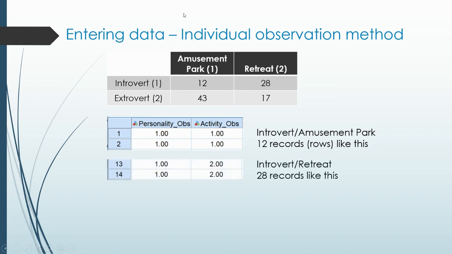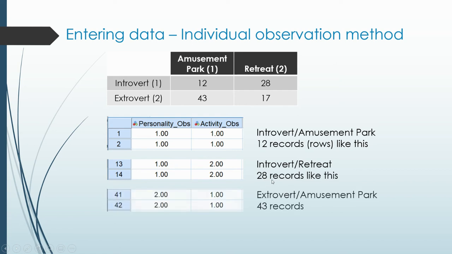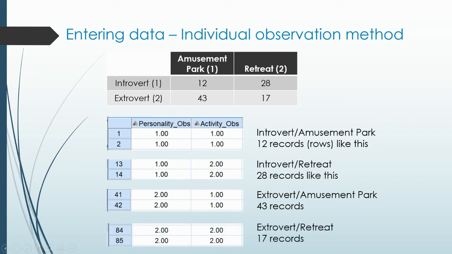Moving forward for this group over here, introvert and retreat, they would have a 1 for personality and a 2 for activity. And in this particular case, I would have 28 records that look like that. Then for the extroverts who chose amusement park, we would have 43 that look like this with a 2 under personality and a 1 under activity. And then finally, we would have 17 records that look like this that had a 2 for both personality and activity.